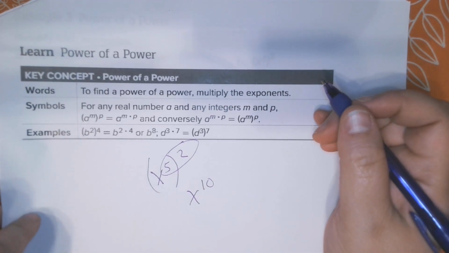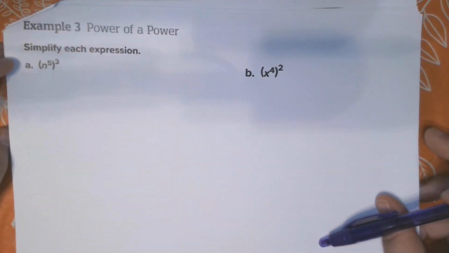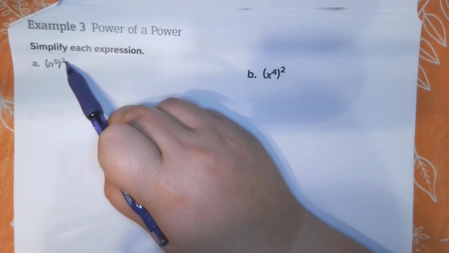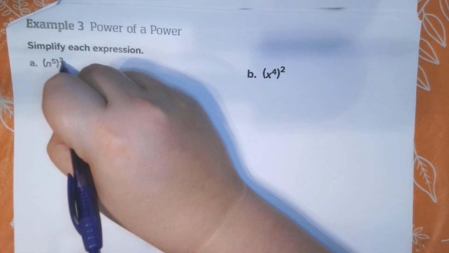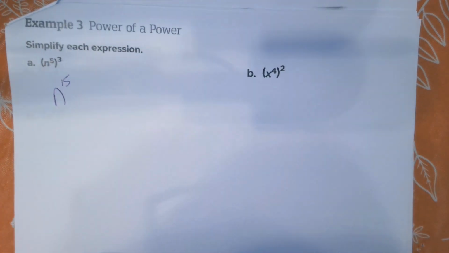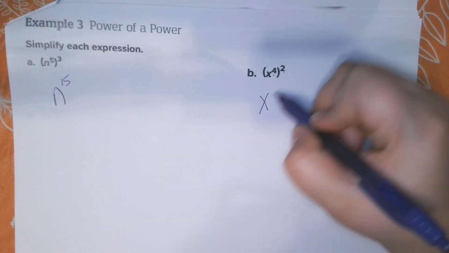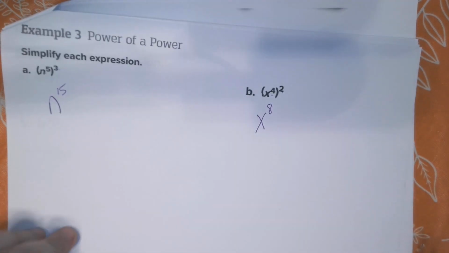So let's show this over here on the next example. Just what I did, right? So n to the 5th to the 3rd. To the 5th power to the 3rd power. I'm going to keep my n. 5 times 3 is 15. X. 4 times 2 is 8. Easy peasy. Here we go.